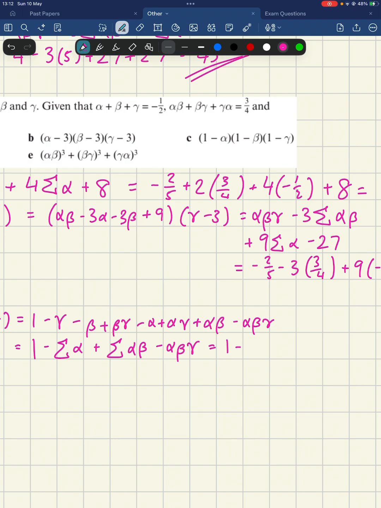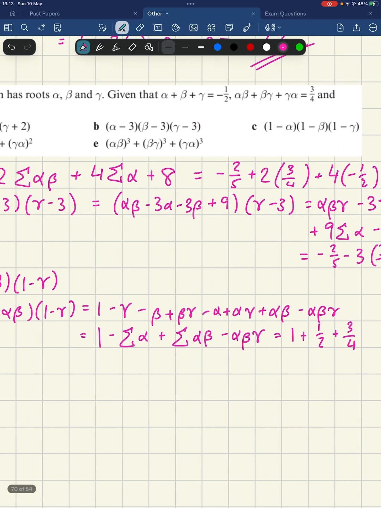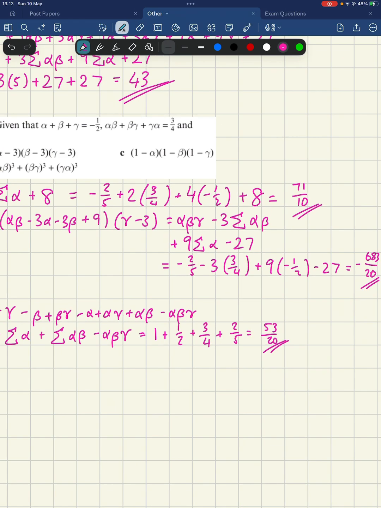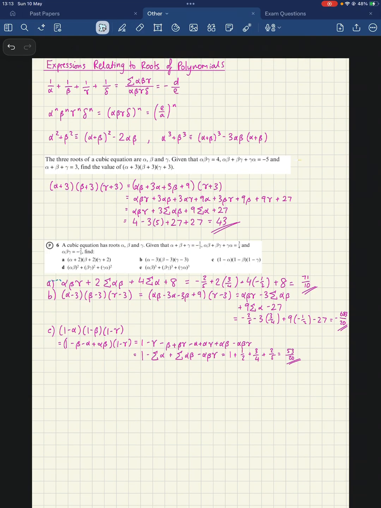Well, that is just 1 minus half, which is plus half, plus the sum of alpha beta, which is plus 3/4, minus alpha beta gamma, which is minus 2/5, which is plus 2/5, which is 53/20. Okay, that's the answer for part C. Now part D. This is where some thinking comes in, and then part E is like the final boss.